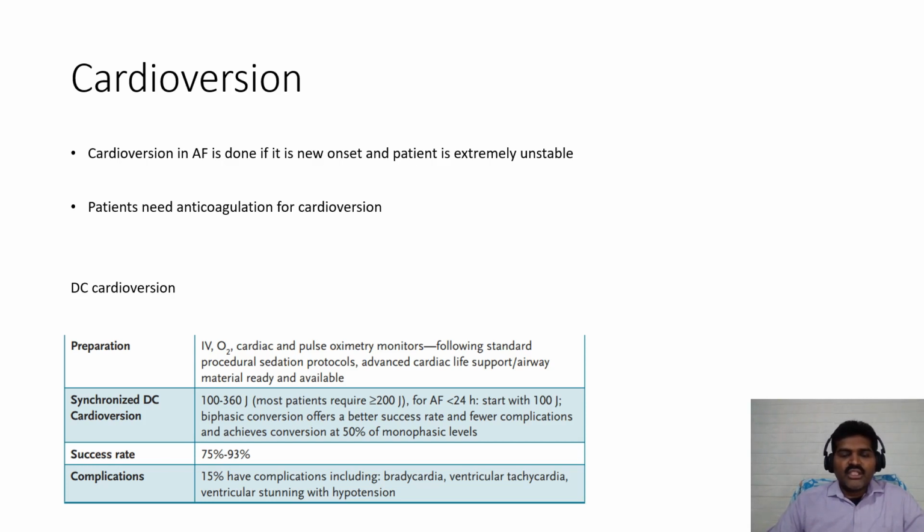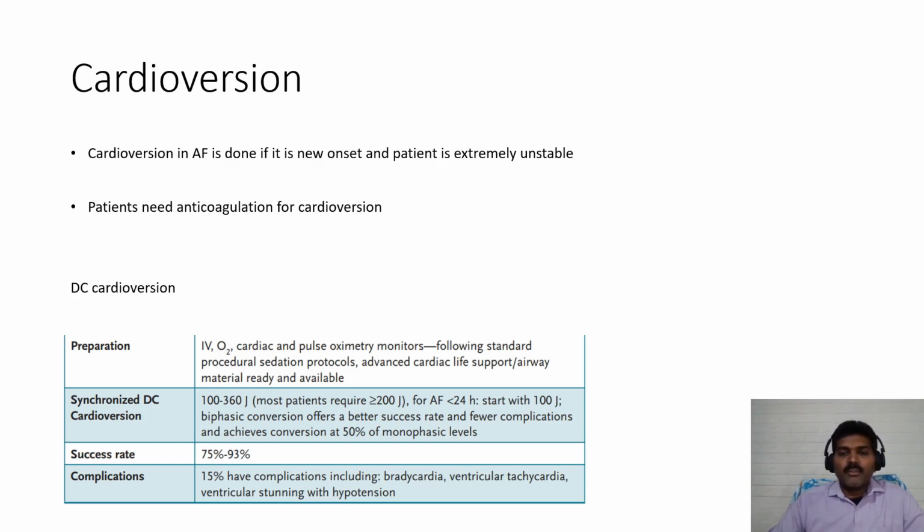Biphasic conversion offers a better success rate and fewer complications, and achieves conversion at 50% lower energy levels than the monophasic. Success rate of DC cardioversion is 75 to 93%. Complications occur in about 15%, including bradycardia, ventricular tachycardia, and ventricular stunning leading to hypotension.